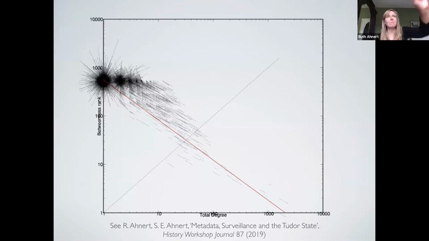The opposite extreme is that big splash of black names at the very top left, and those are all the people who have a degree of 1, so they only write to one person, and they have 0 short paths going through them. But what we were interested in were the outliers. If we look at the outliers on this graph, I started to notice something. Anthony Standen, he's a spy. Thomas Morgan is a Catholic conspirator. Gilbert Gifford is a double agent working for the government and also Catholic conspirators.